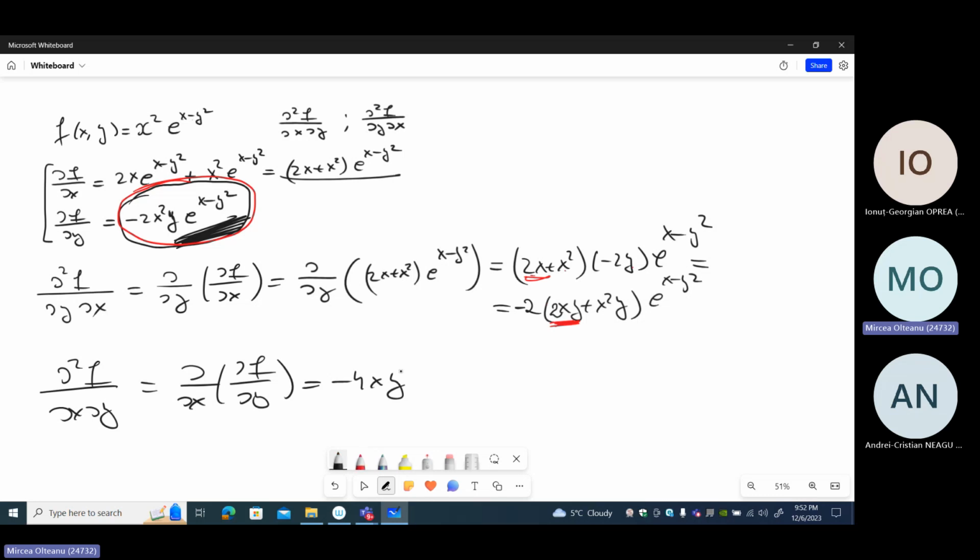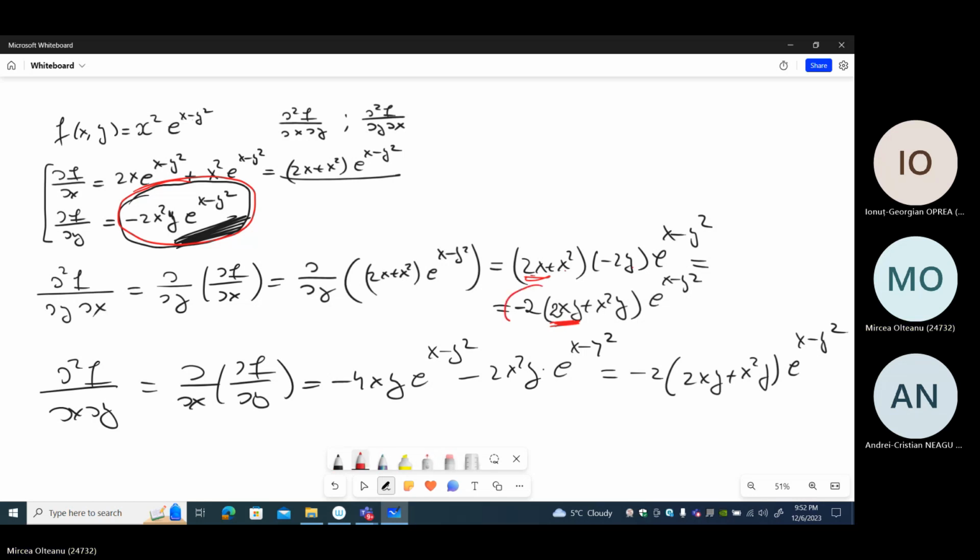Okay, let's go back here. So it's minus 2x minus 4xy times e to the power x minus y squared, minus 2x squared y times e to the power x minus y squared and times 1, because the derivative of x with respect to x is one. Okay, so we get minus 2 times 2xy plus x squared y times e to the power x minus y squared, and somehow at first sight, strangely, we've got the same value.